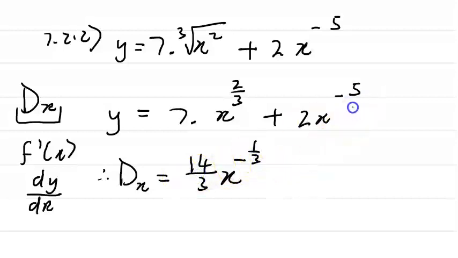Now let's find the derivative of our next term. Minus 5 times positive 2 is minus 10x. And minus 5 minus 1 will give you minus 6. And I'm not going to use the calculator there, right? We're not working with fractions.